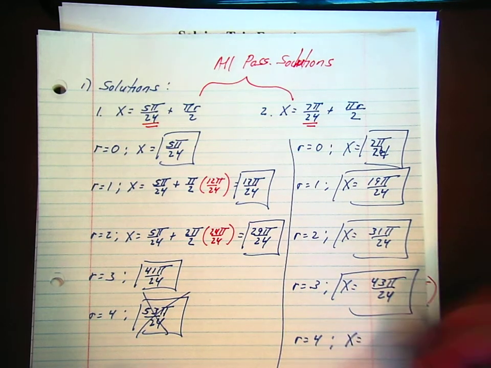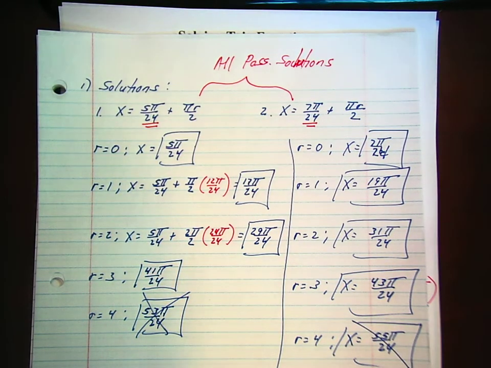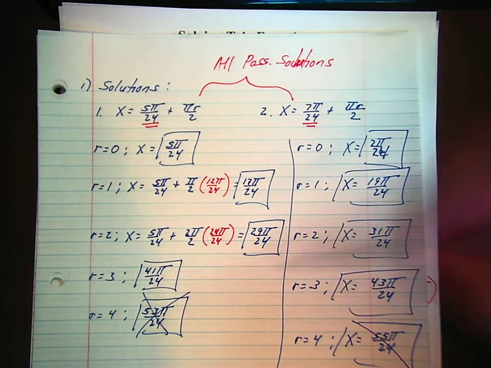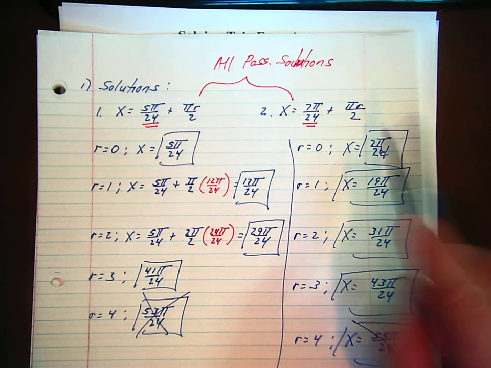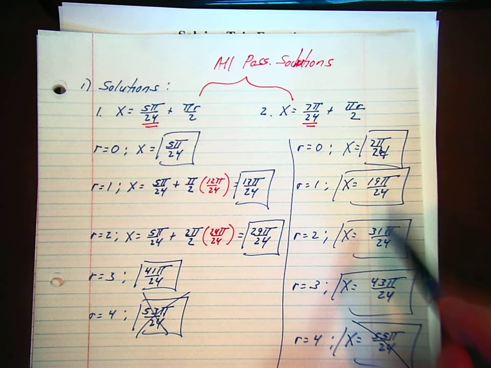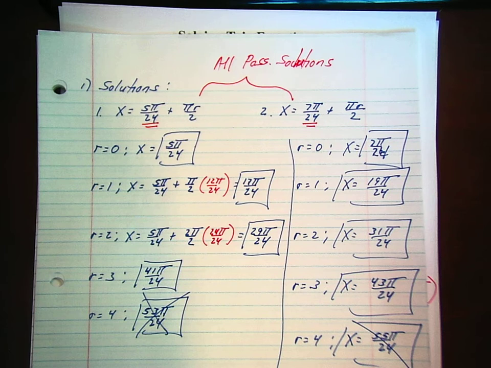If I go up 12 more, I'm at 55 pi over 24. And that's bigger than 2 pi. And there we go. It cancels. You end up with two sets of answers. This equation got you 4: 1, 2, 3, 4. This equation got you 4: 1, 2, 3, 4. All right.